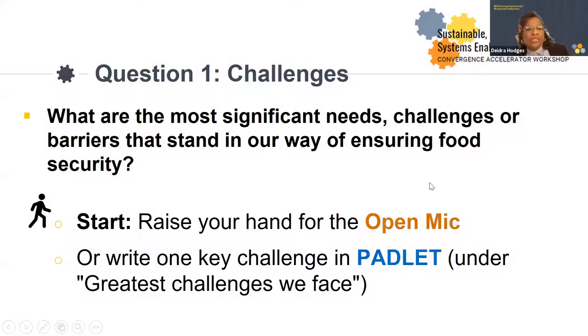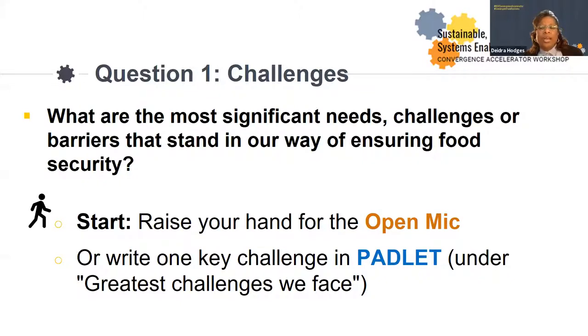Now we're going to get ready to start. So we hope everyone has opened Padlet. The link is in your chat or in your Q&A. So here's the first question. The first question is, and we're brainstorming for our open mic, what are the most significant needs or challenges or barriers that stand in our way of ensuring food security? What's stopping us from doing that?